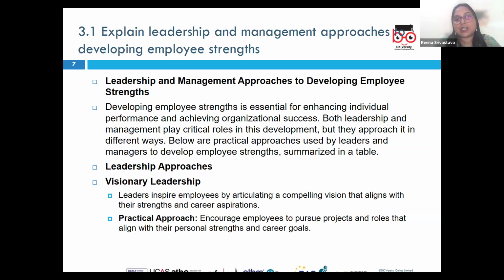When I say self-discovery, it means the leader is encouraging the employee to explore and discover their own strengths by providing them with different experiences, different opportunities, and self-reflection. For example, a leader might promote a strength-based workshop where employees take assessments like Clifton Strength, and then they discuss the results.